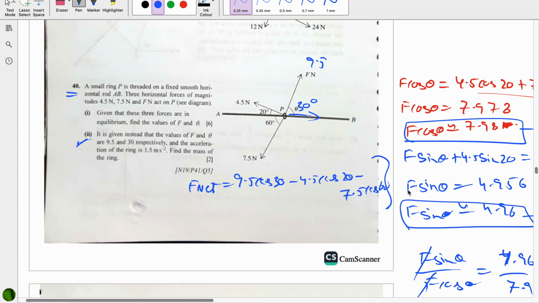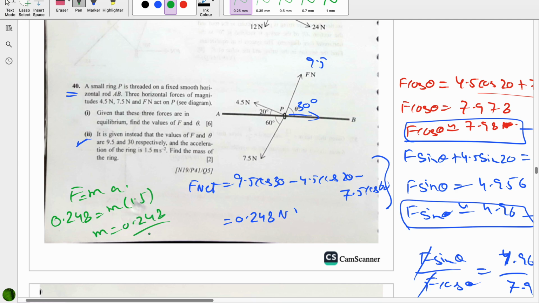So I get 0.248 newtons. This is the net force in the horizontal direction. Then we use F equals ma. Net force is already there, 0.248. Mass is unknown. Acceleration is 1.5. So mass is equal to 0.248 by 1.5.